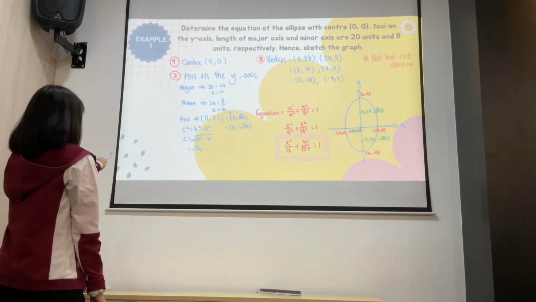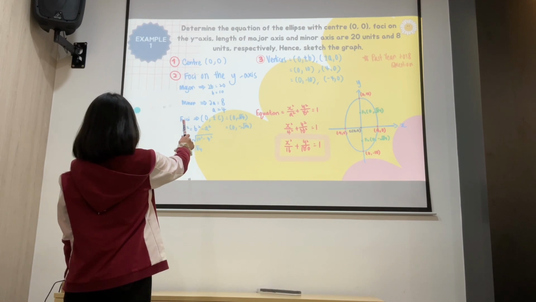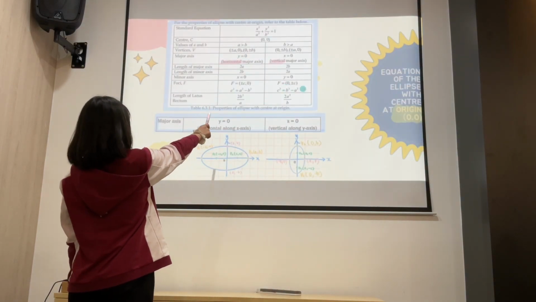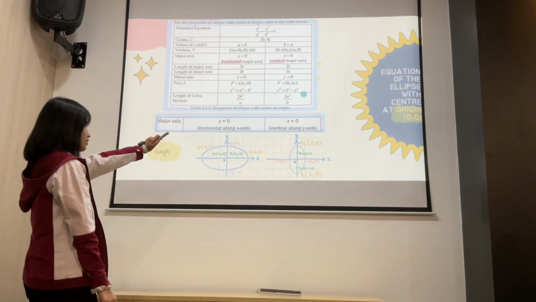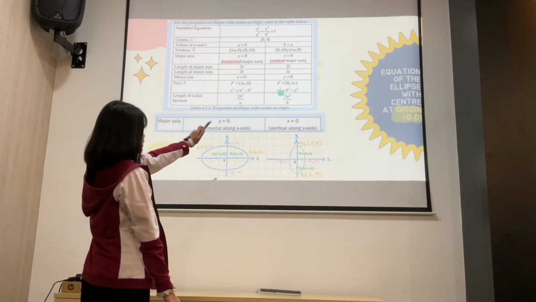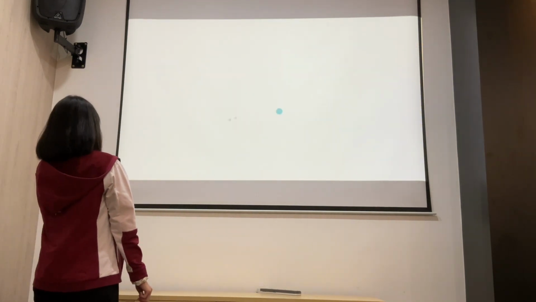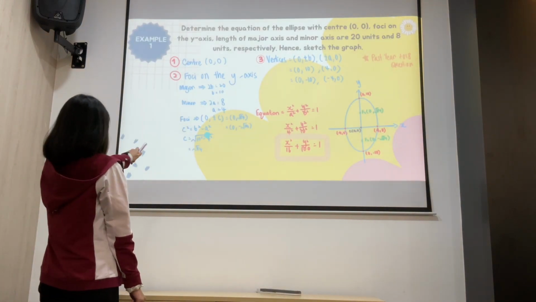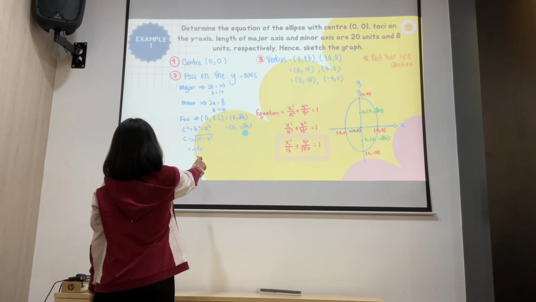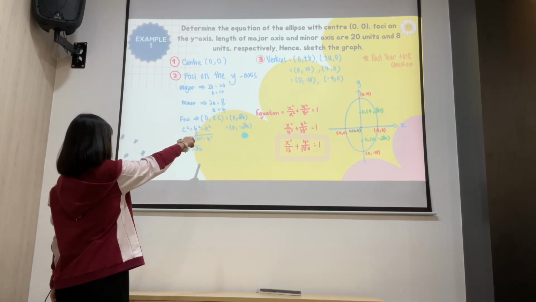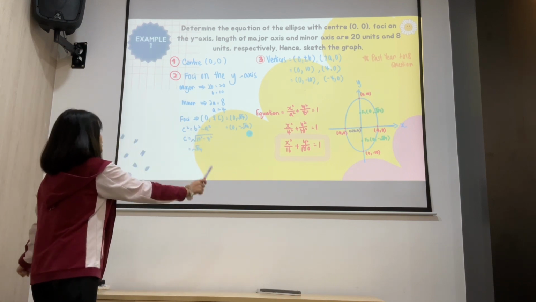So after we find a and b, we can find the foci. Based on the table, we know that foci equal to 0, plus minus c. So how can we get c? We can use the formula c squared equal to b squared minus a squared. So we get c equal to square root 84. So we substitute c equal to square root 84 into the equation. So we get 0, square root 84 and 0, negative square root 84.